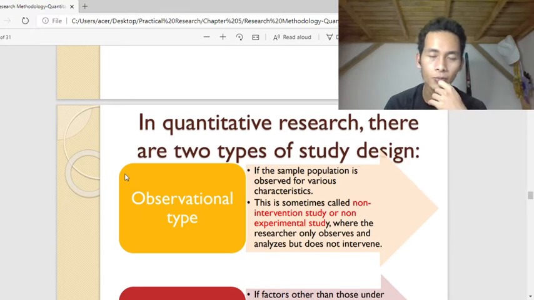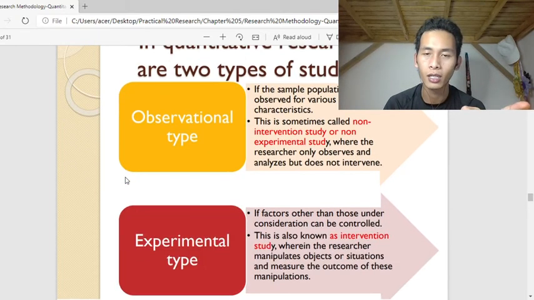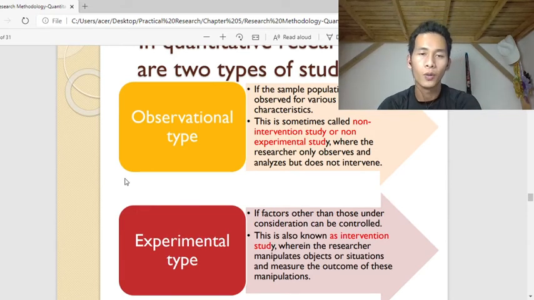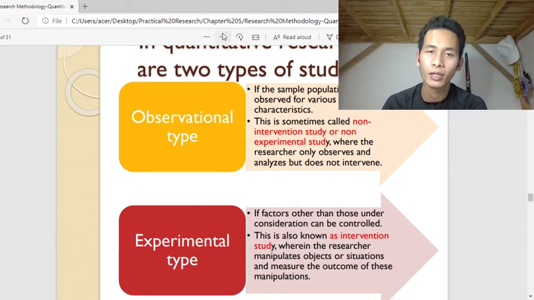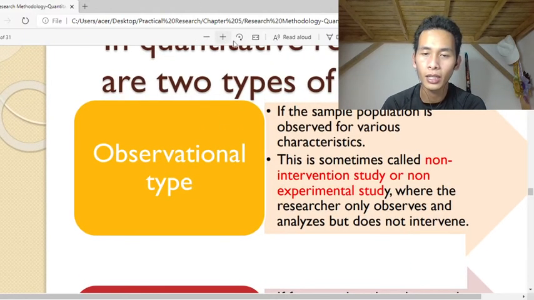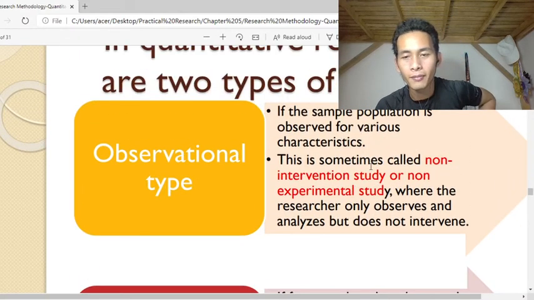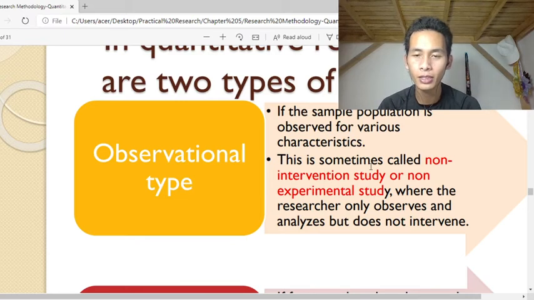Now, quantitative research will be the focus of the course. There are two types of study design: it's either observational or experimental. When you say observational, if the sample population is observed for various characteristics, this is sometimes called a non-intervention study or non-experimental study, where the researcher only observes and analyzes and does not intervene. Unlike experimental, the observational type is where the researcher will just observe and analyze the findings from his observation of a given topic or research study.